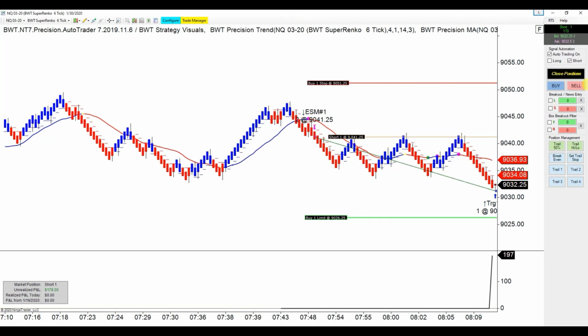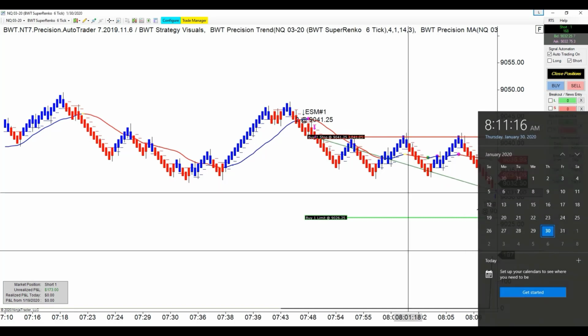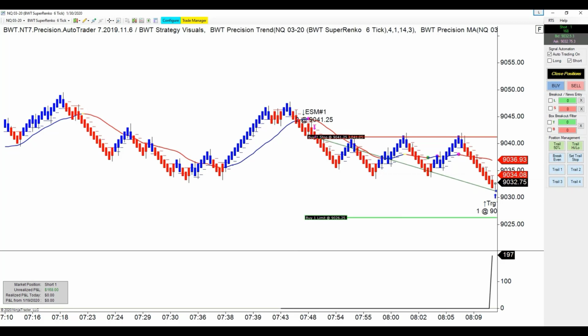All right, good. So what I'm going to do now is just put my stop at break even, and I should be back before pit session open at 9:30. I'm going to step away for about an hour. So, by the way, again, what a perfect entry by the auto trader.